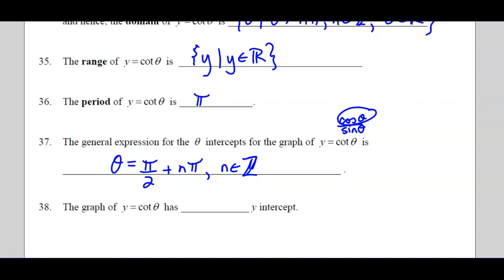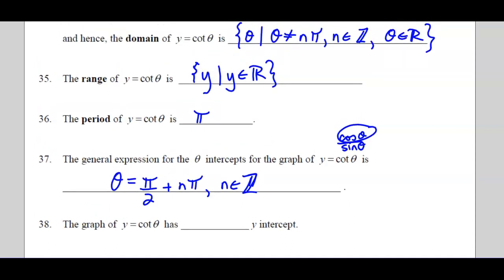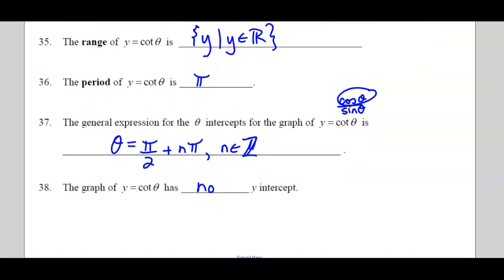Okay, so if our asymptotes are in multiples of pi, will there be a y-intercept? No, because the y-axis is an asymptote. All right, so that's that.